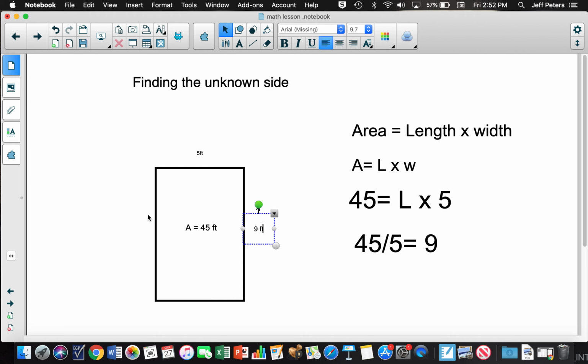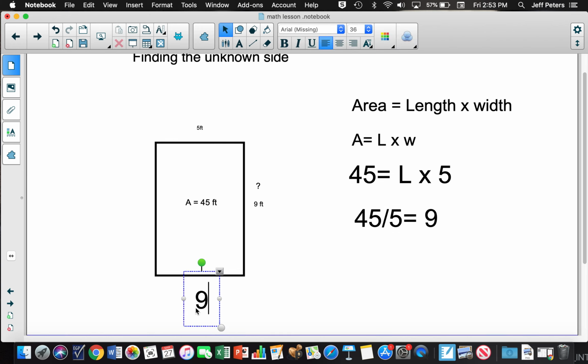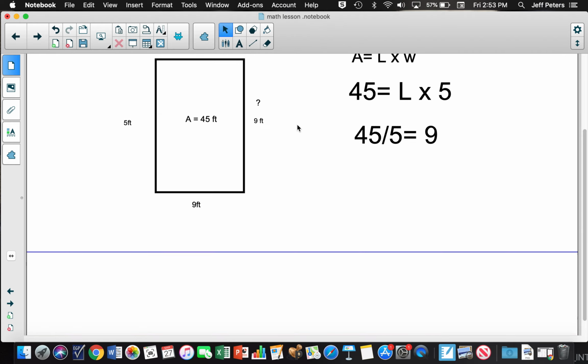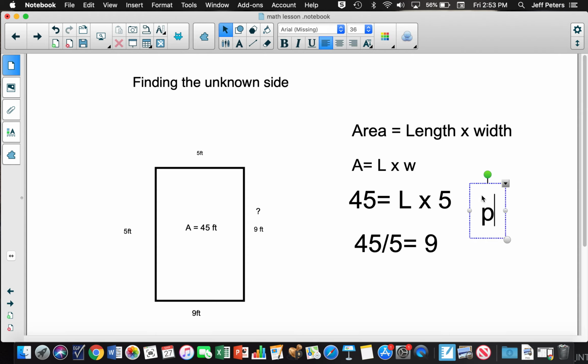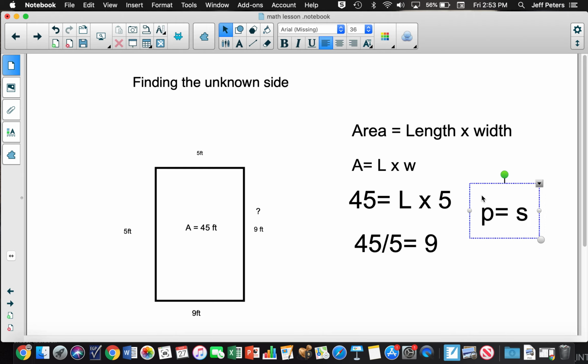This time we were able to figure out our missing side using the area, and now we can go ahead and find the perimeter because we know these opposite sides. Okay, boys and girls, so now we can go ahead and find the perimeter. P equals S plus S plus S plus S.